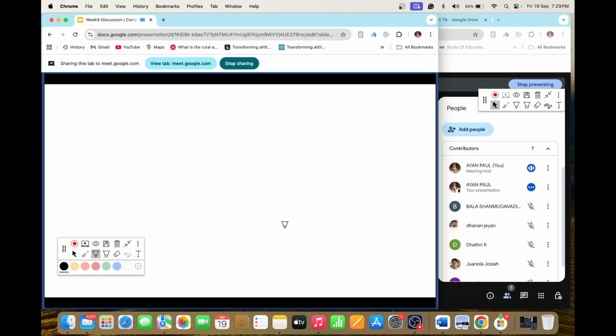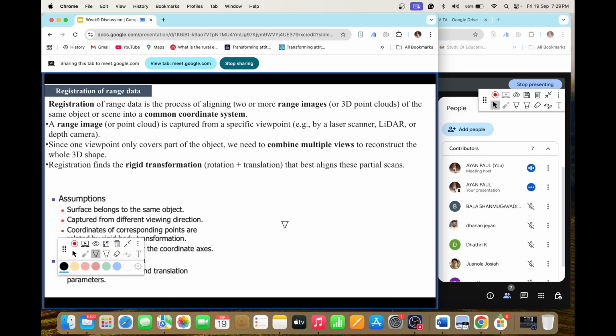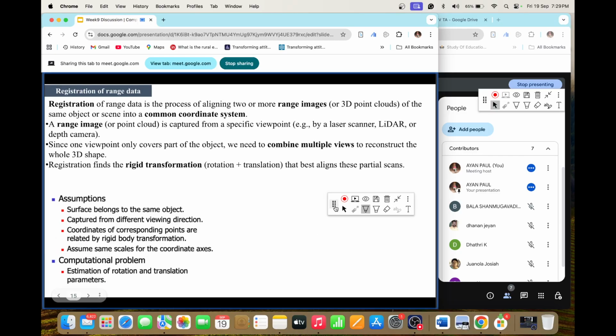And then we have the last thing, known as registration of range data. Again, the theory is given. Registration of range data is the process of aligning two or more range images of the same object or scene into a common coordinate system. So that is the definition.